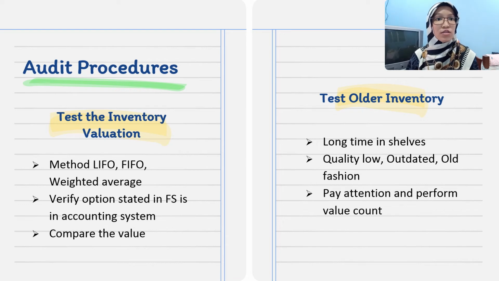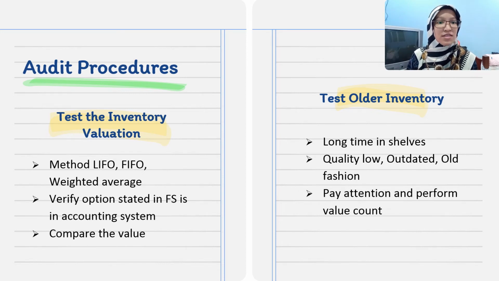Next, test the inventory valuation method. Companies have the option of using last in, first out LIFO, first in, first out FIFO, or weighted average to determine their inventory value. Auditors should verify that the option stated on the financial statement is in fact being used in the accounting system. It's also helpful to verify costs associated with inventory. Auditors should compare supplier invoices with the information input into the accounting system to ensure accuracy.